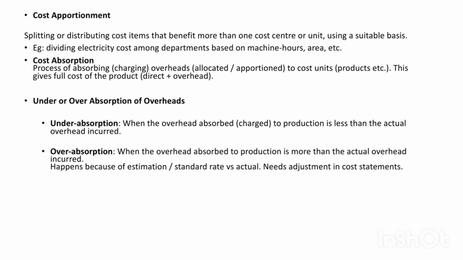Next one is cost apportionment. Cost apportionment is used when a cost benefits multiple cost centers, like dividing electricity cost based on machine hours or floor area. Next topic is cost absorption. This is the process of charging overheads to cost units like products, giving us the total cost of each unit.